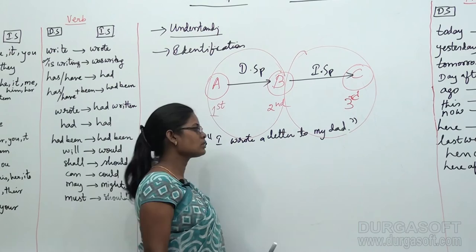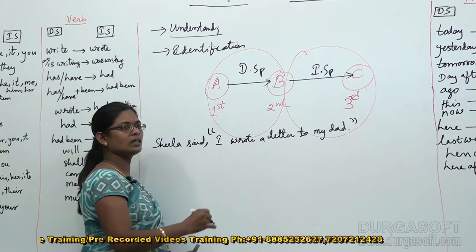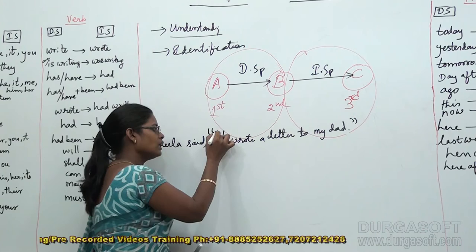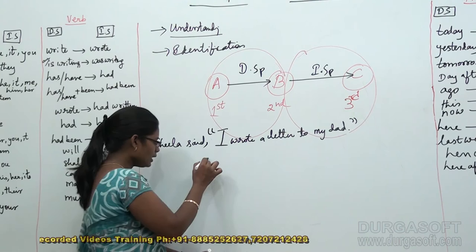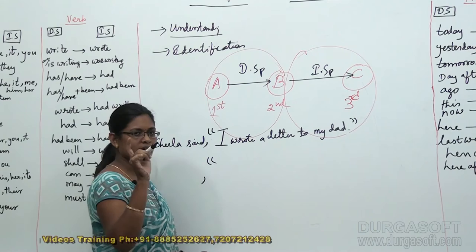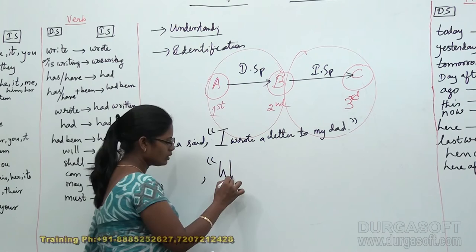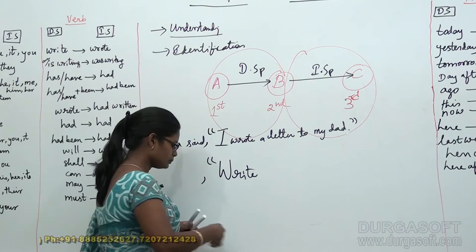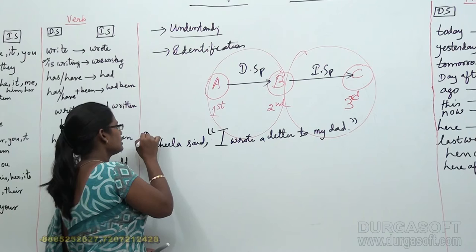Here, after placing a comma, you should begin the inverted commas. And when you begin the inverted commas, the first letter after the inverted commas should always be capital. Suppose you are beginning the inverted commas after a comma and you are starting your sentence with the word write, then always check the capital letter W, followed by the remaining small letters. Okay, this is a rule. And next, so this is my direct speech sentence.